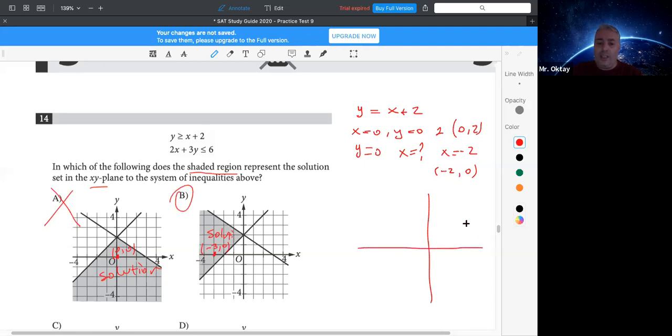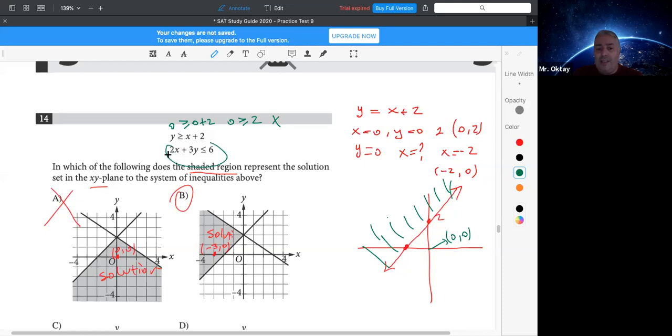So this is the equation. X is 0, y is 2; x is negative 2, y is 0, and since it is greater than or equal to, I draw a solid line. And now I will shade the region, here or here. How can I decide? One of them is the solution. Which one? Take a test point like 0, 0. I put 0 instead of y: 0 is greater than or equal to 0 plus 2? No. If no, that means this side is not the solution, the other side is the solution. So the region above is the solution.